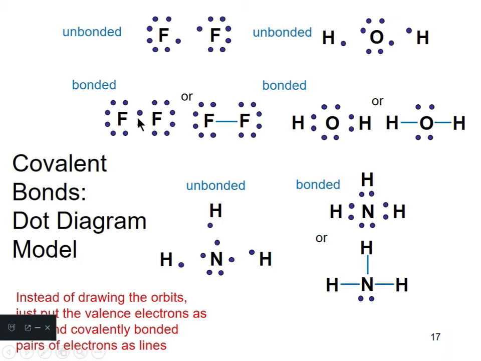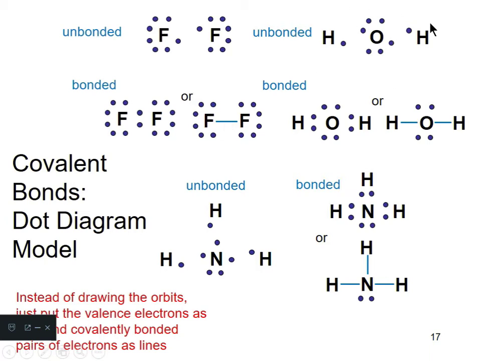If I draw them closer together, I can see that now they're being shared because they're between the two atoms. I can also replace this shared pair of dots with a line that just makes it a little less congested. I tend to like that. This represents a covalent bond, which is a shared pair of electrons.